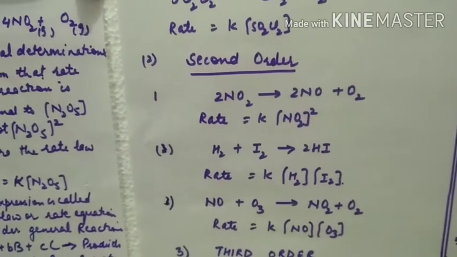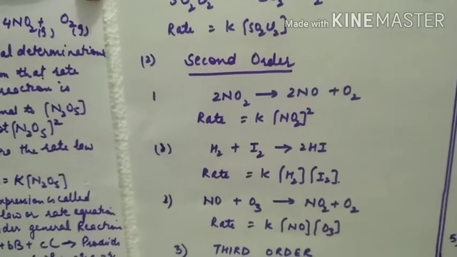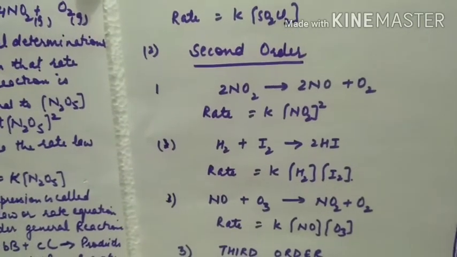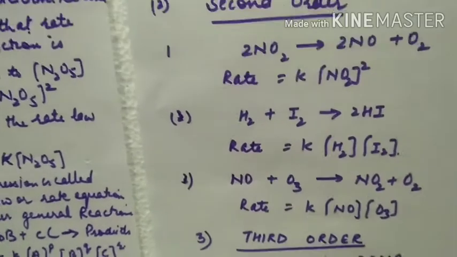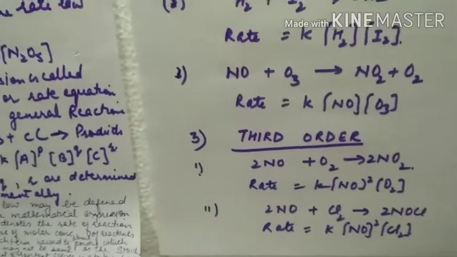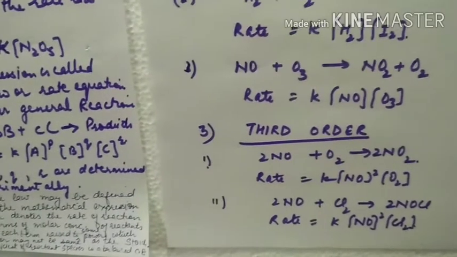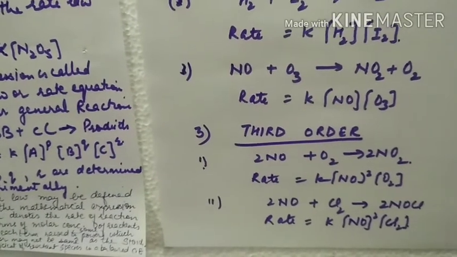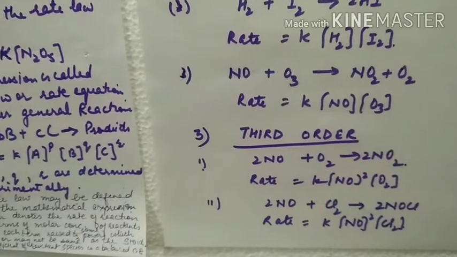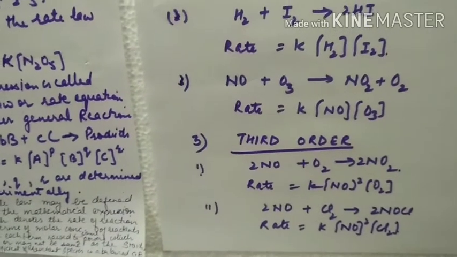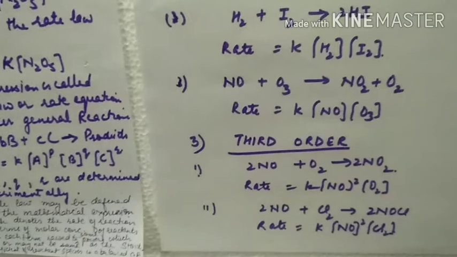1 plus 1, so the order of reaction will be 2. NO plus O3, ozone, gives NO2 plus O2. Then examples of third order reaction: 2NO plus O2 gives 2NO2. Rate is equal to K into concentration of NO raised to power 2 into concentration of O2. So 2 plus 1, third order.